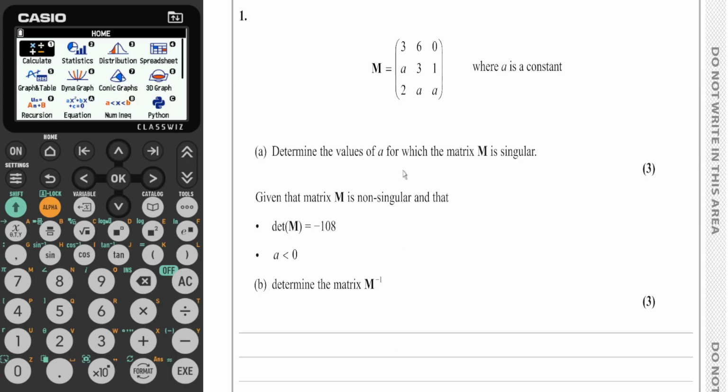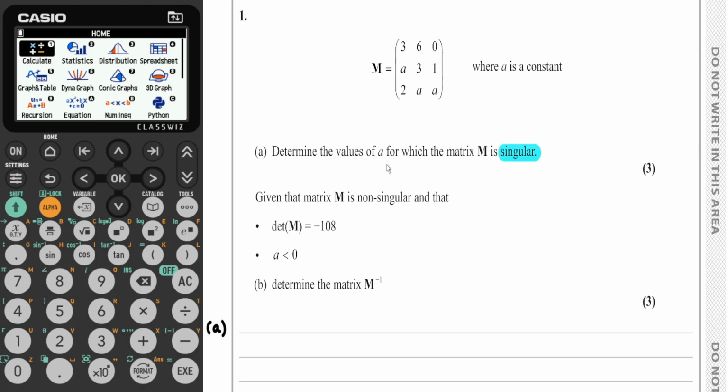Question number 1. We have the matrix M given by 3, 6, 0; a, 3, 1; 2, a, a, where a is a constant. Part a: determine the values of a for which the matrix M is singular.